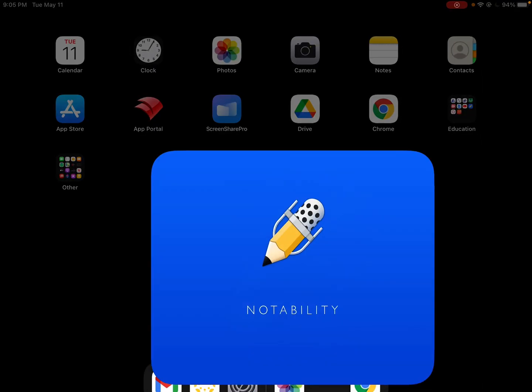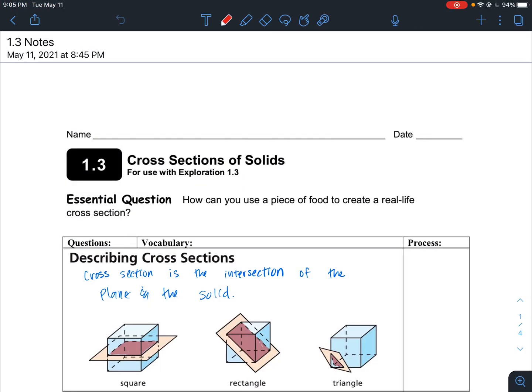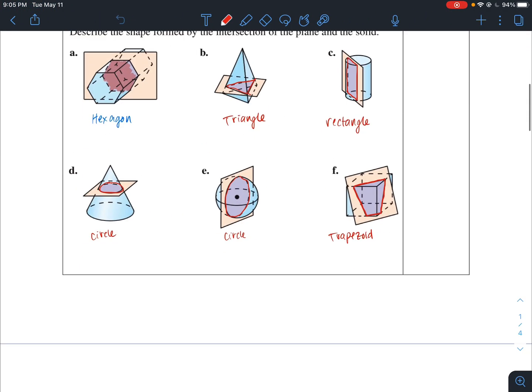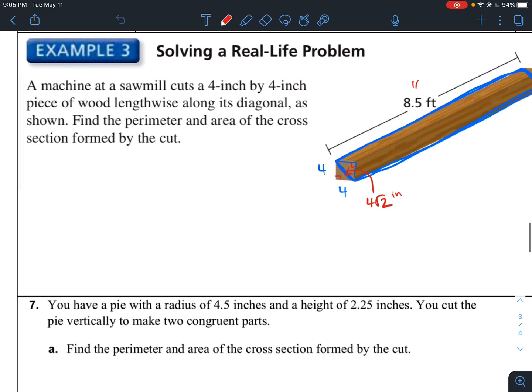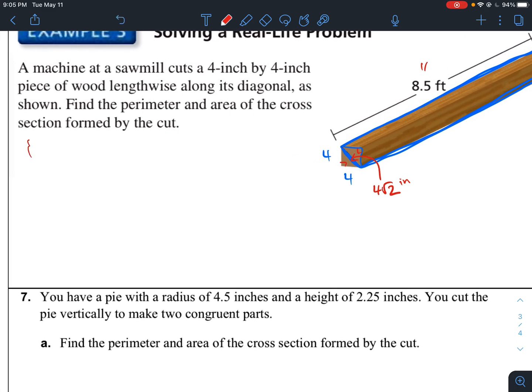Oops. Okay. I think it just crashed on me, and it didn't really keep any of my work. Okay. Sorry about that.